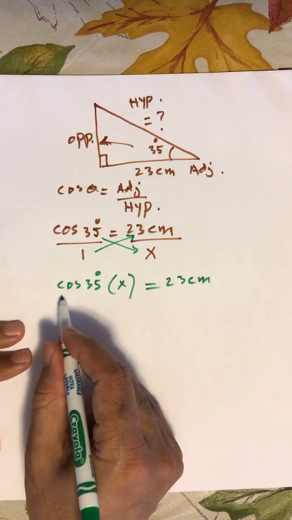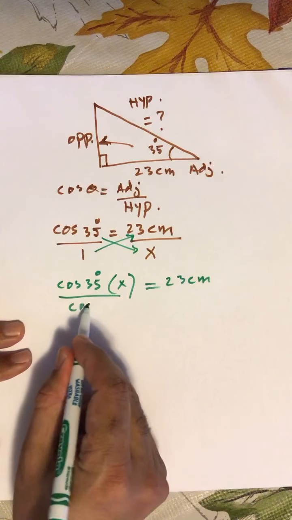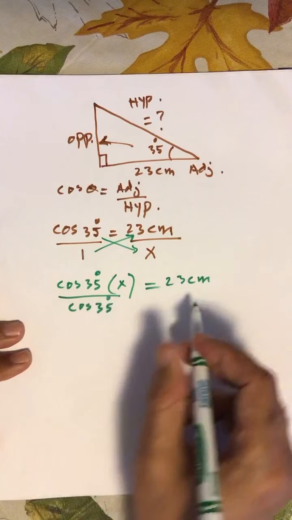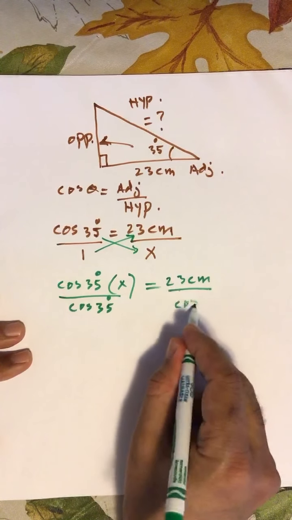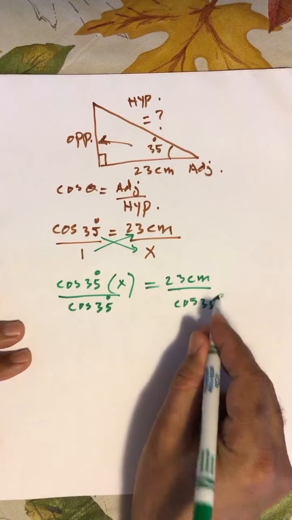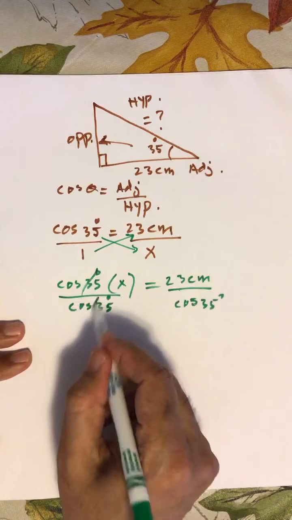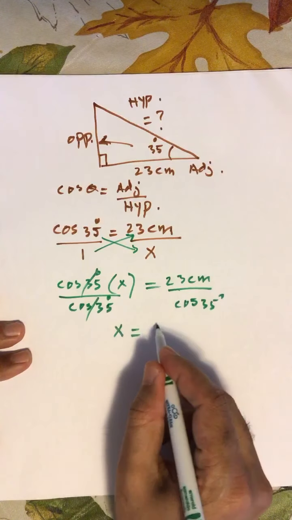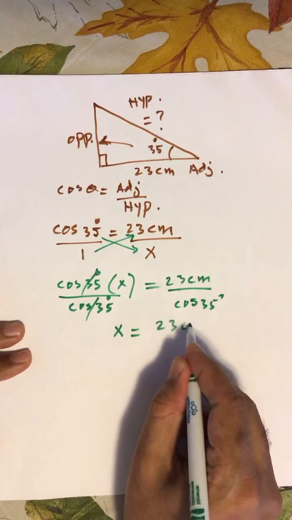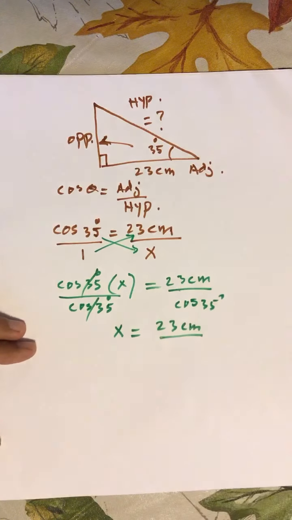So if it's multiplying, we're going to divide by cosine 35 degrees. Cosine 35 degrees cancels, and X equals 23 centimeters divided by cosine 35.